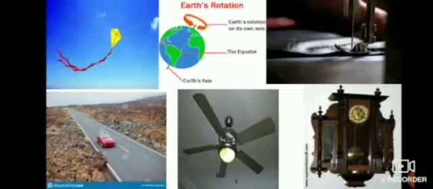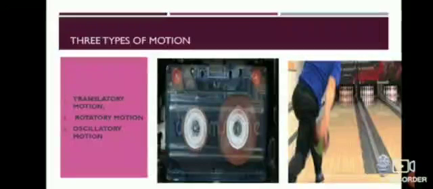Based on the path taken by the bodies in motion, we classify the motion of bodies into three types. Those are translatory motion, rotatory motion, and oscillatory motion.